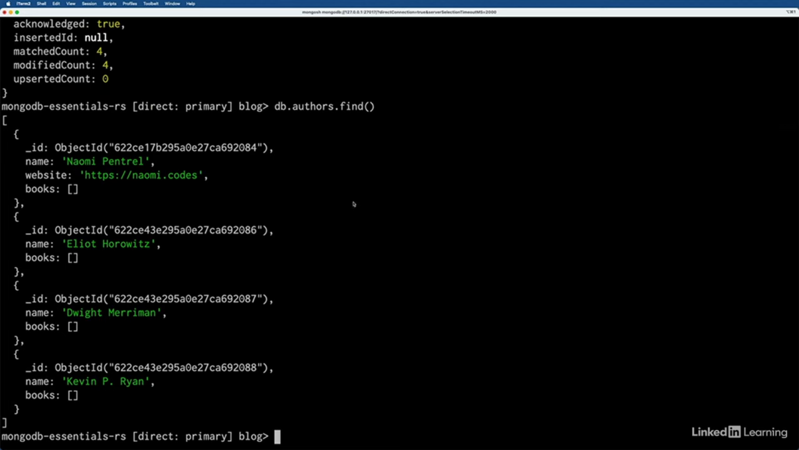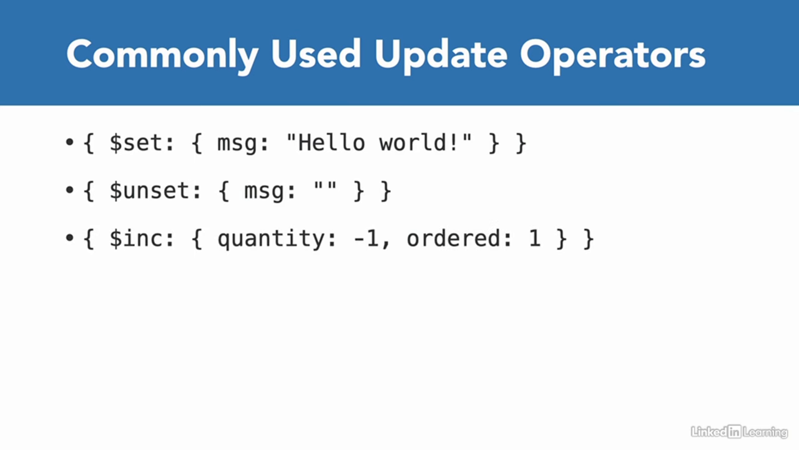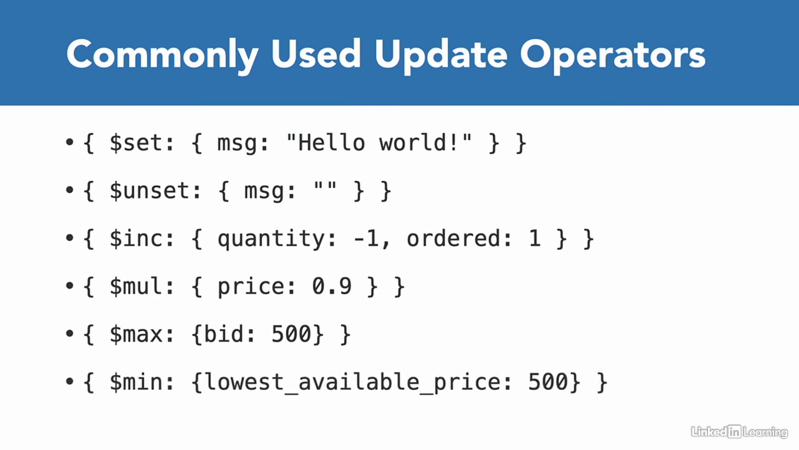All right, there are multiple operators that you can use to update documents. Let's look at some of them. The most commonly used operators include $set, $unset, $inc, which increments a field value by a specified positive or negative amount, $mul, which multiplies one or more field values by a specified value, $max, which updates the specified field to the specified value if the specified value is bigger than the current value, $min, which does the same, but if the specified value is smaller than the current value. There are a few more, but these are the most commonly used ones.